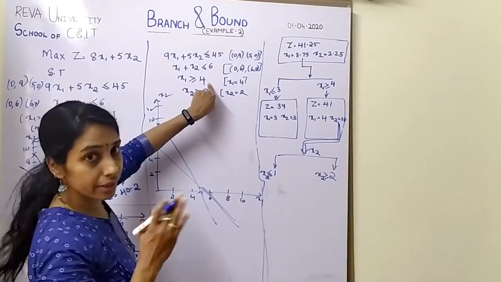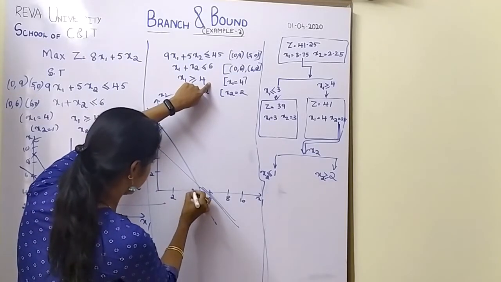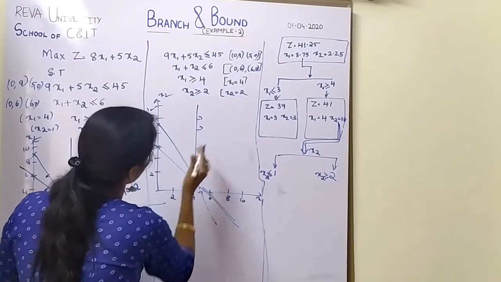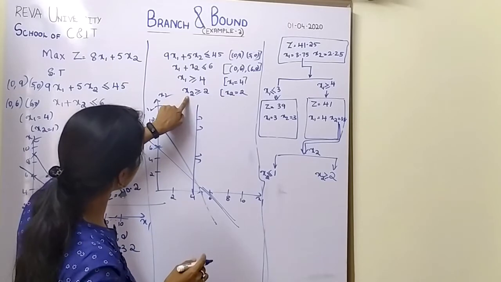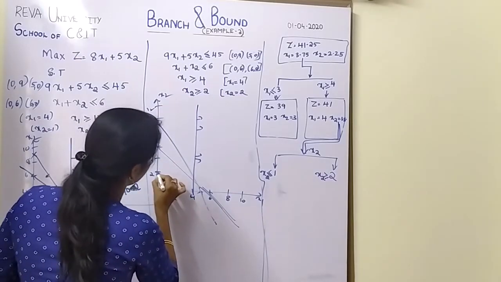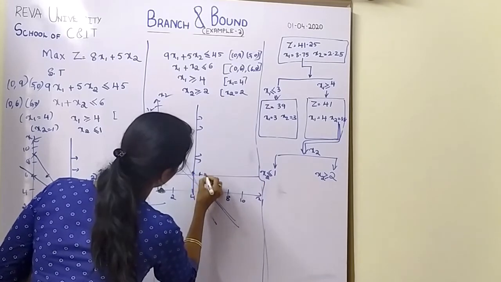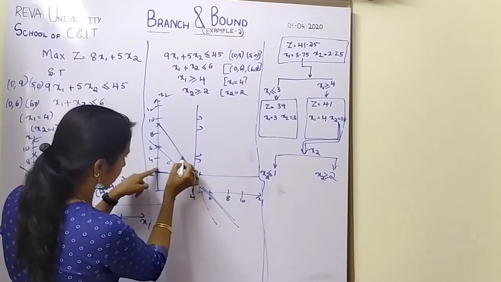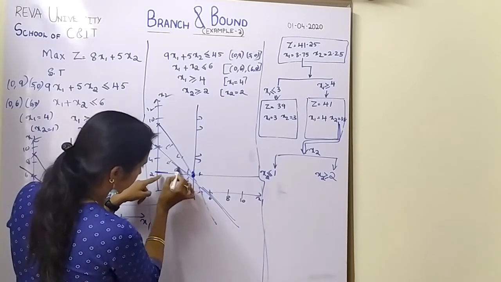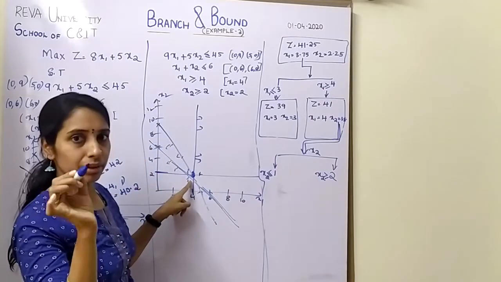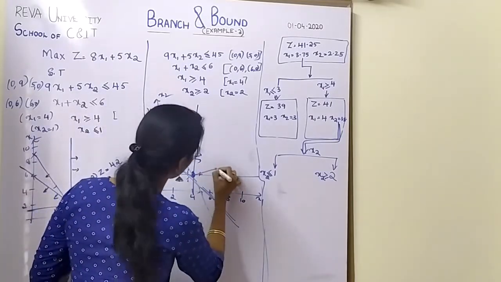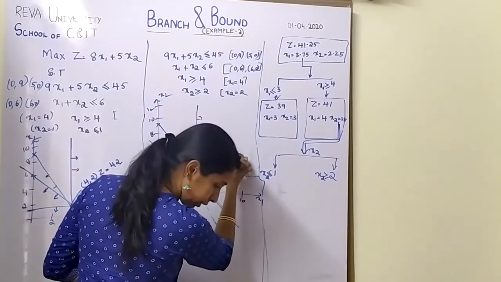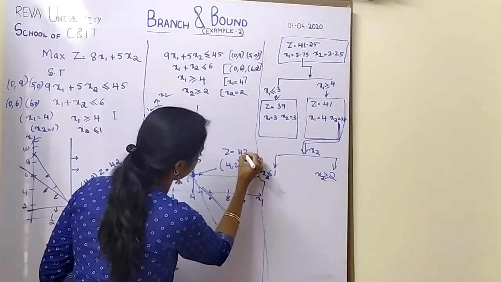Now if I consider x1 is greater than or equal to 4, and x2 should again be greater than or equal to 2, and this constraint says it should be less, you will get just one coinciding point here. So find out the value of this one. You will get 4, and here it is 2, and z value you will get here 42.